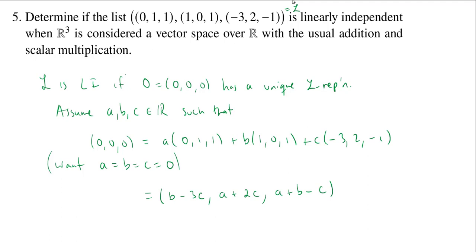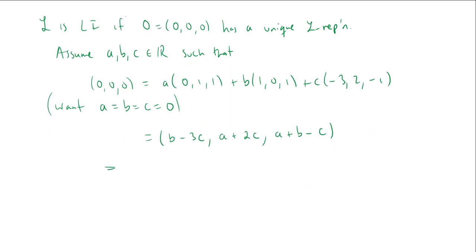If I have two triples in R3, they are equal if and only if each component is equal. So this gives me a system of 3 equations with 3 unknowns. First, B minus 3C is equal to 0. Then A plus 2C is equal to 0. And finally, A plus B minus C is equal to 0. Notice I'm just equating each of the components. That's how I get this system. And now we just need to see if we can solve it.